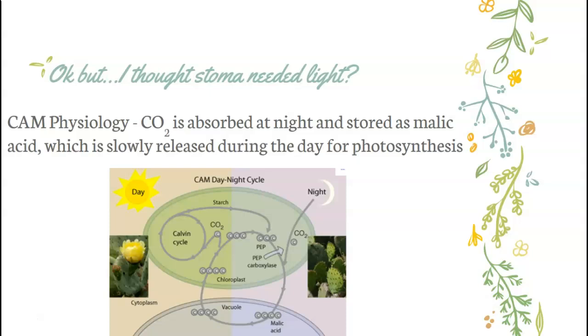This image here is for those of you that are really curious about what's happening. You do not, I repeat, you do not need to copy this image down. All you need to know is that CO2, carbon dioxide, is absorbed throughout the night and stored as malic acid. Malic acid is then slowly released during the day for photosynthesis to happen. So you kind of collect all the materials at night when it's easier for cacti to survive, and then release it throughout the day, every day, so that typical plant processes can happen. So again, you don't need to draw this picture, but you do need to write the words on this slide.